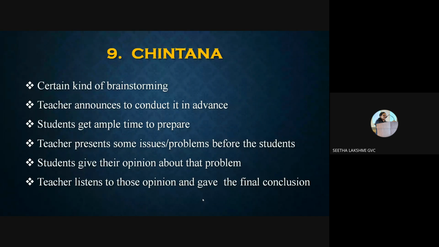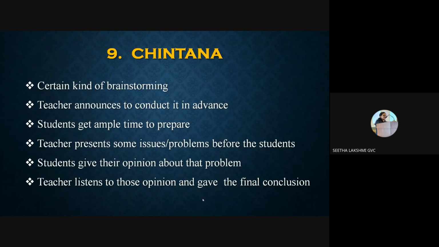Whether it is Chintana, Vada Vivada or Shastrartha, you are required to give them time in advance, because they are all immature people. Mentally and physically they are not very strong, so definitely they will need some time so that they may prepare themselves. And if you do not give the time, then the purpose of this brainstorming will not be served.